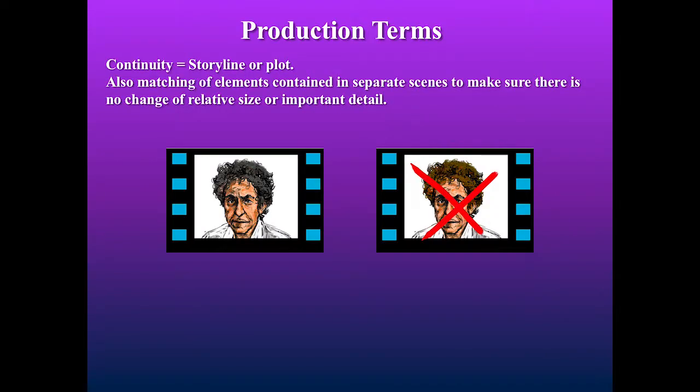Production terms: continuity, storyline, or plot. Matching of elements contained in separate scenes to make sure there's no change of relative size or important detail. So as you see here, we have Bob Dylan with gray hair, and then we have Bob Dylan with red hair. Well, he wouldn't change his hair color. If you were talking to Bob Dylan and you looked away, you wouldn't look back and see he had different colored hair. So that is a problem in continuity.